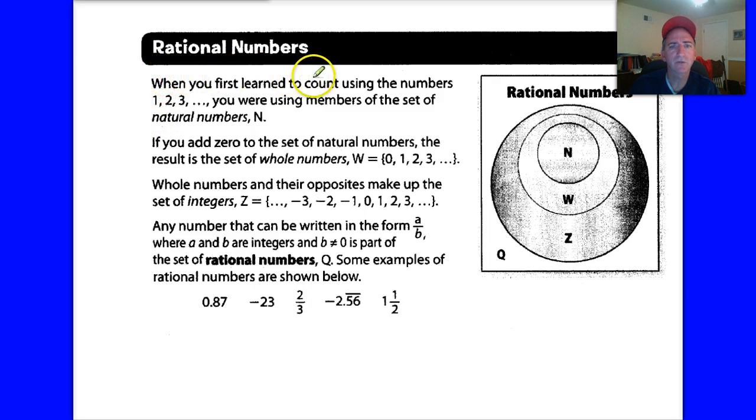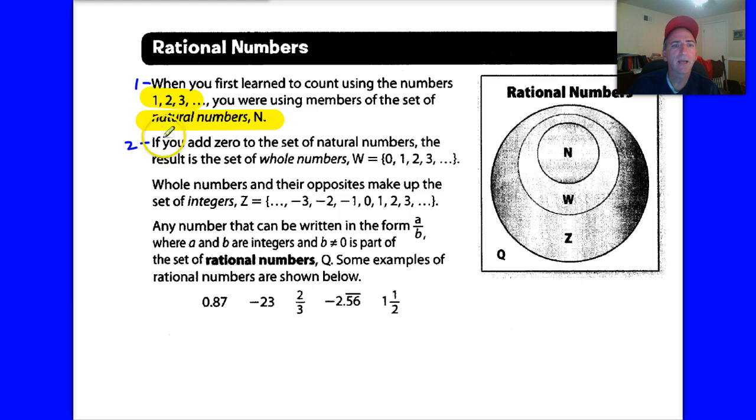When you first learn to count using the numbers 1, 2, 3, 4, you were using members of the set of natural numbers. So 1, 2, 3, 4 is the set of natural numbers. It starts at 1 and does not include 0. That's the first part.